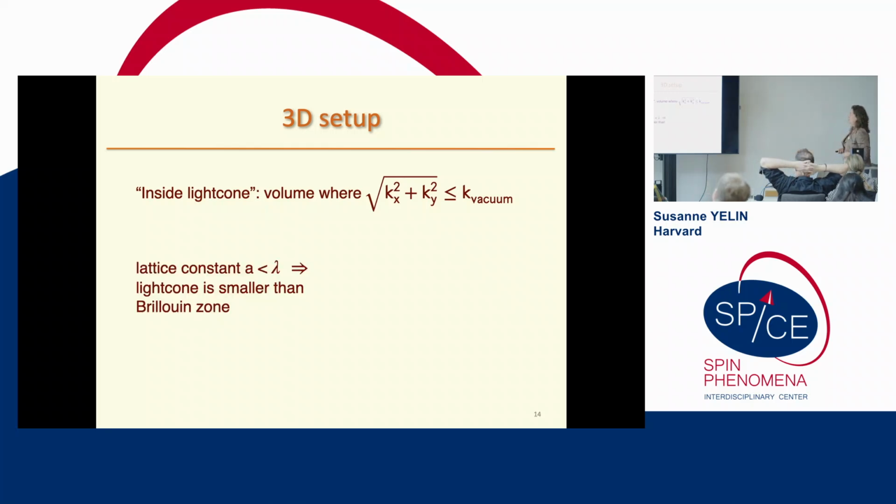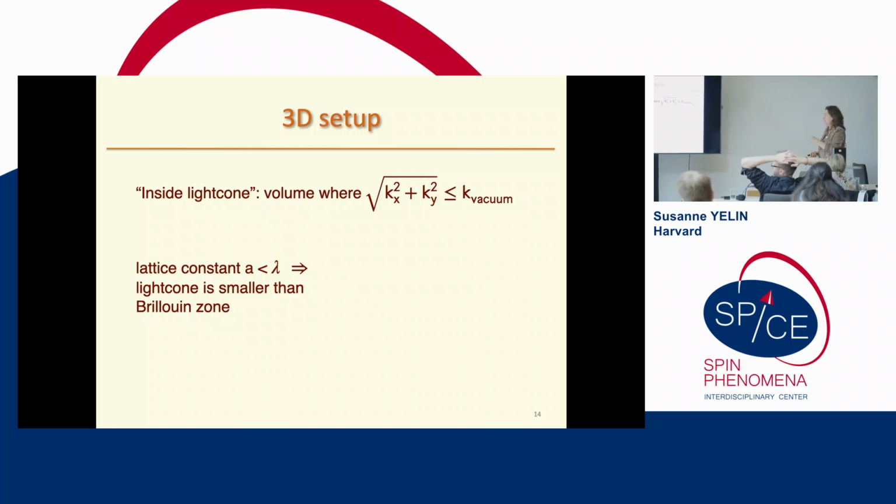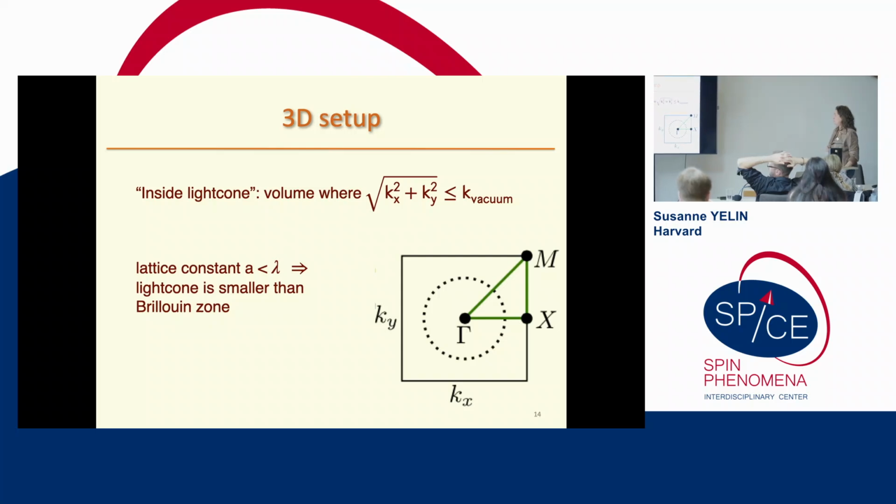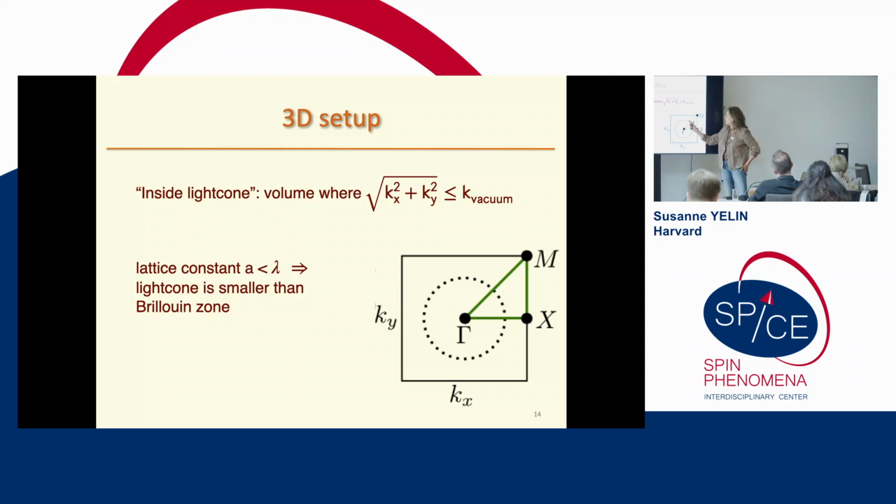So exactly, if we look at the Brillouin zone for a lattice constant that is smaller than the wavelength, the light cone is actually smaller than the Brillouin zone. So in that case, it actually plays a role. This is another reason why A smaller than lambda versus larger than lambda actually matters. This is basically how the Brillouin zone looks like for a square lattice. And in this case, when A is smaller than lambda, the light cone looks something like that.